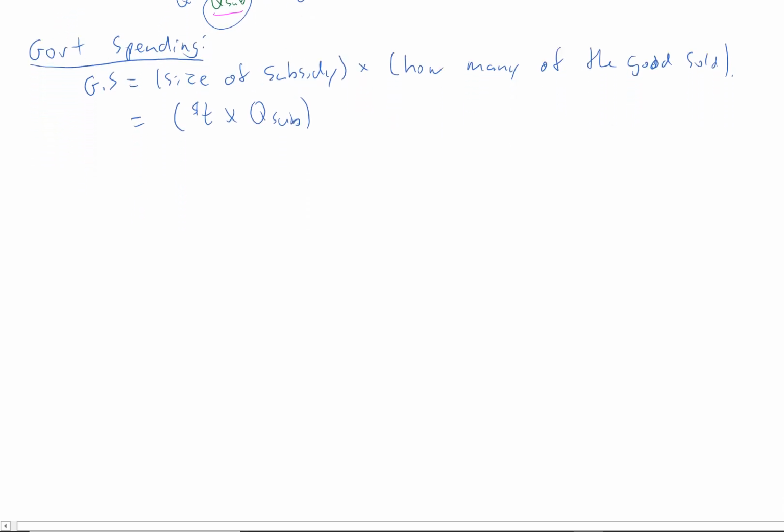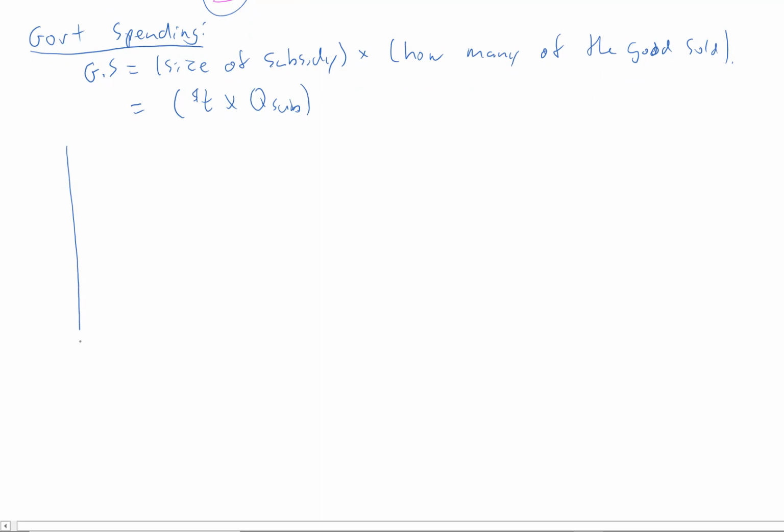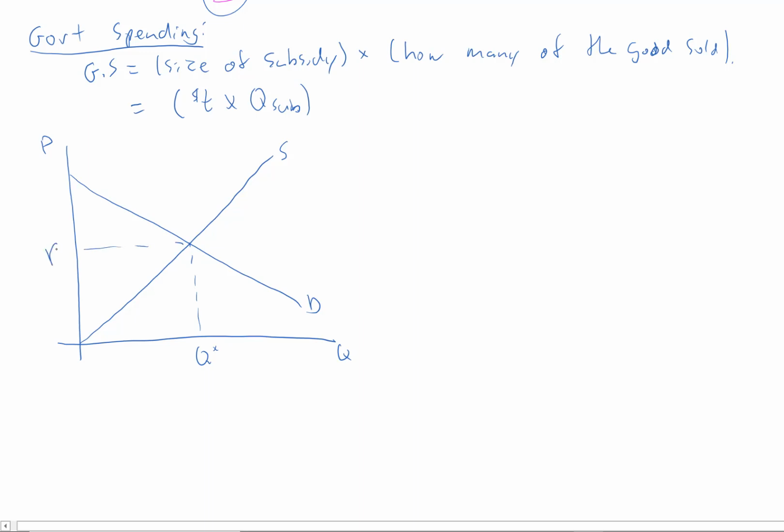So what does this look like on the graph that we've drawn? Again, I'm going to draw a really similar graph to what I've been drawing. Supply, demand, we have the old quantity and price. We had this subsidy wedge, which determined Q sub as well as PB and PS.